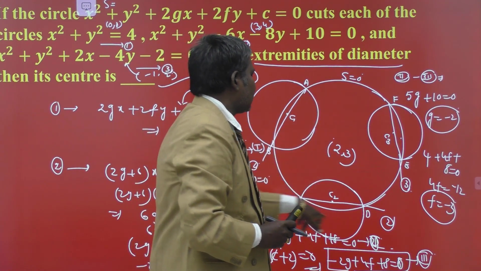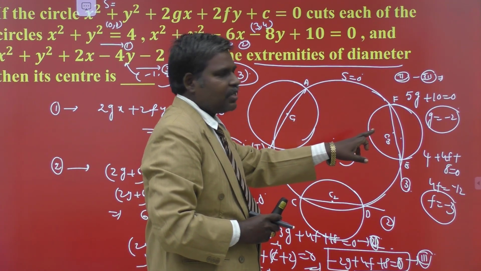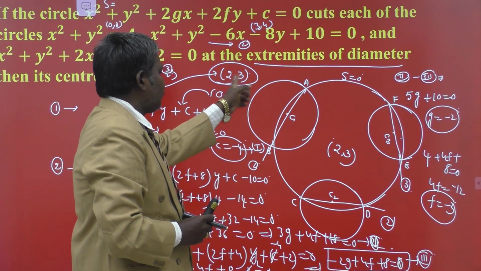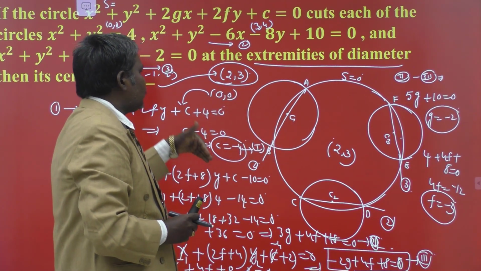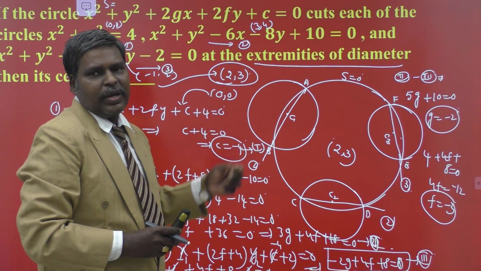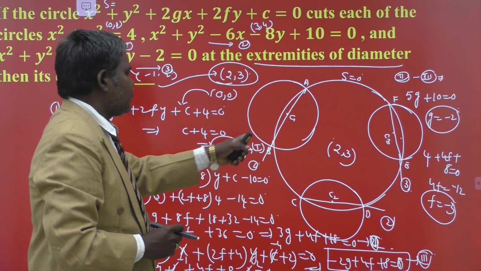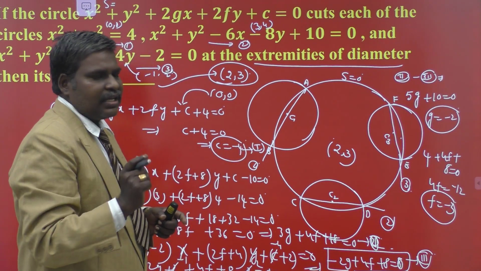We are finding the circle equation. You may find the equation of the circle also. Already you have the value of C, and you have the center, minus g, minus f. Substitute f, g, c in S equal to 0, and we obtain the required equation itself. But they are asking only for the center of the circle. What is the center? 2 comma 3. Only the logic is here.